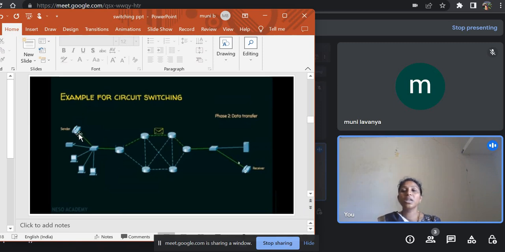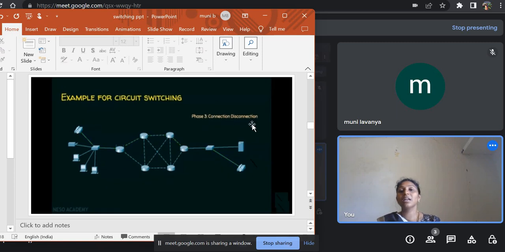Whenever it wants to transmit the data, it is going to be traveling in this way. After that, what is the next phase? It is the connection disconnection. After the data has reached the receiver, the connection is going to be disconnected. So after that, it is going to remove the connection between the sender and receiver, and this path can be used for another data transmission again.